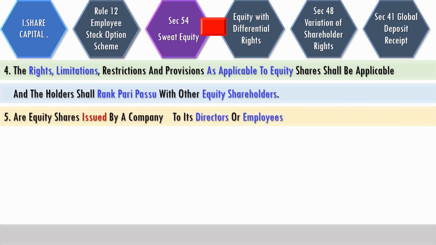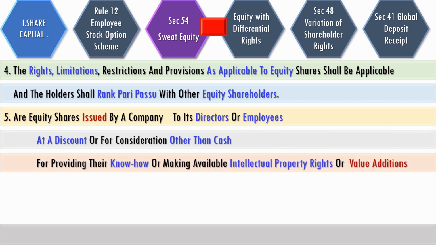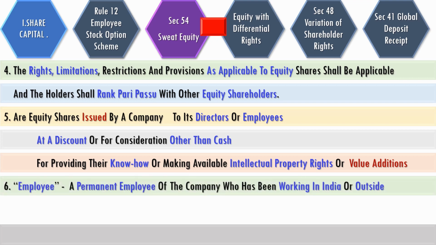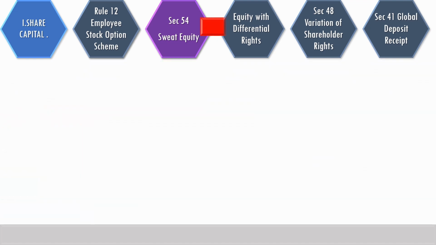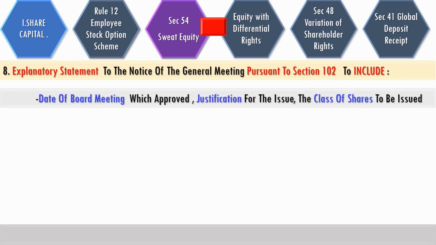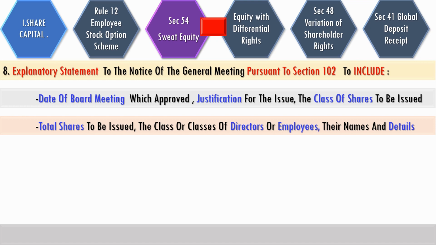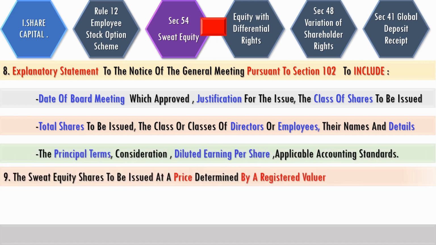They are issued by a company to its directors or employees at a discount or for consideration other than cash in return for know-how, intellectual property rights or value additions. Employee means a permanent employee working in India or outside, and a director can be whole-time or non-whole-time and includes a director of a subsidiary or a holding company. The explanatory statement is required to include details regarding justification for the issue, class of shares, total shares, and the class of directors or employees, their names and details, principal terms, consideration, diluted earning per share, etc.